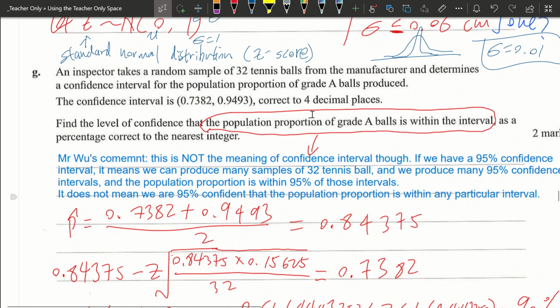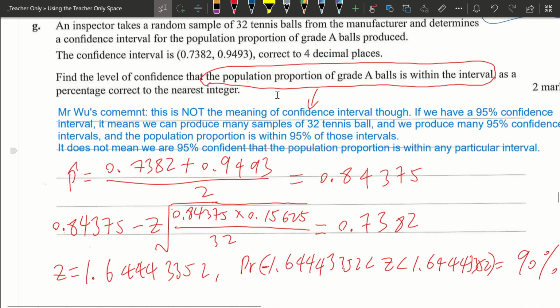An inspector takes a random sample of 32 balls, and they have a confidence interval of the population proportion of grade A balls. The confidence interval is given to you, correct to 4 decimal places. Find the level of confidence that the population proportion of grade A balls is within the interval. Is a percentage correct to the nearest integer.